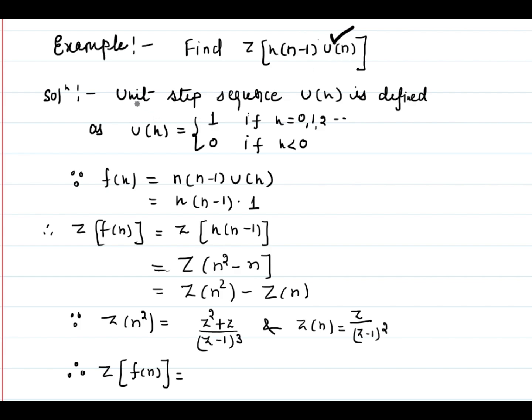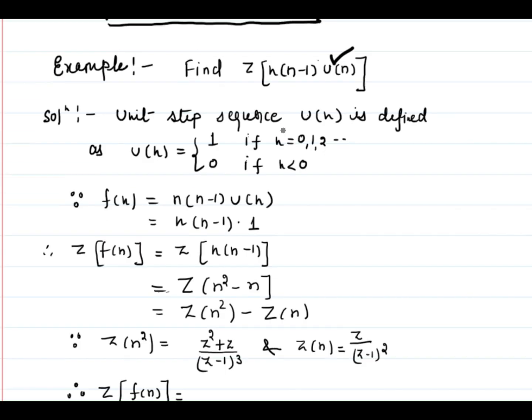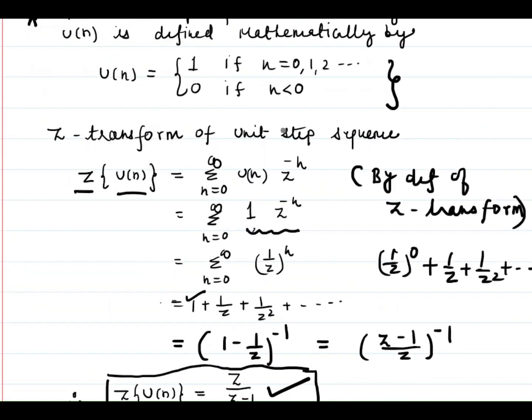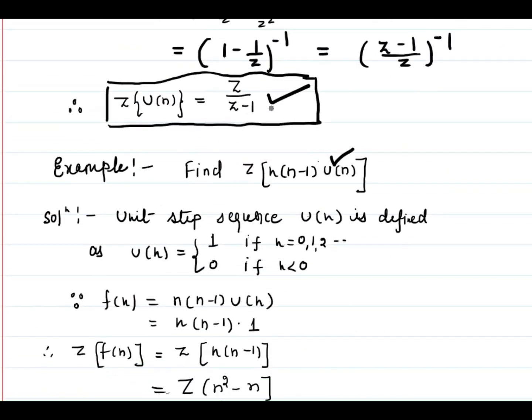What is un here? We have seen that un is nothing but the unit step sequence. So we want to find the z transform of this function, which is a product with the unit step sequence. We know the definition of the unit step sequence. It is 1 if n varies from 0 to infinity, and it is 0 when n is negative. This we have already studied. So the same definition we have recalled here. Now just put this value for fn. This is our question, fn, a function of n.